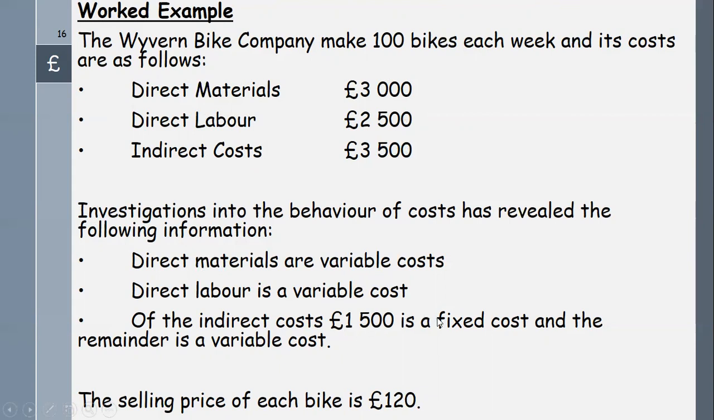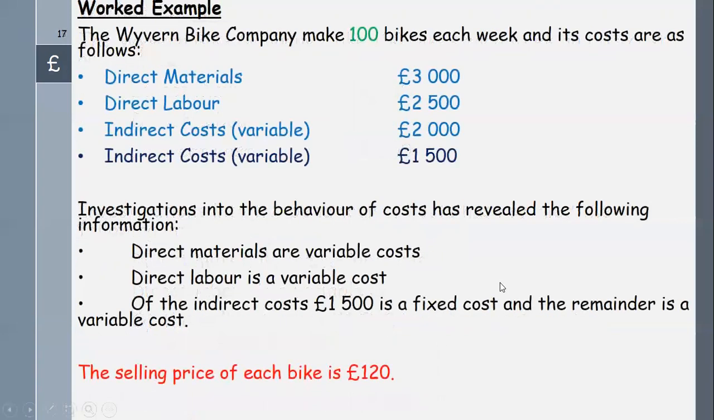1,500 is fixed, so the rest must be variable. So £2,000 must be variable. So I would split that 3,500 up into those 2 different numbers: 1,500 fixed, 2,000 variable. So in fact, it's the first thing I want to do. Yeah, so straight away, split that up.